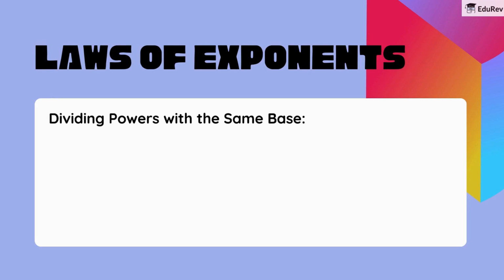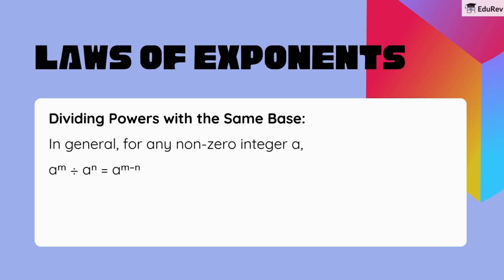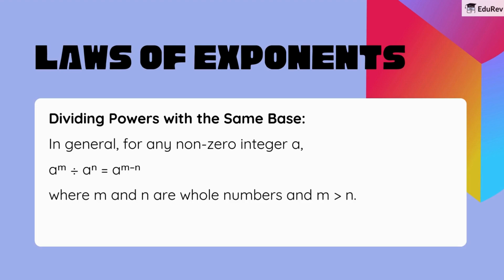Now, what if instead of multiplying, we're dividing these numbers with the same base? It's almost the same trick, but this time we subtract the exponents. In general, for any non-zero integer a, if we have a to the power of m divided by a to the power of n, it becomes a to the power of m minus n, where m and n are whole numbers and m greater than n.